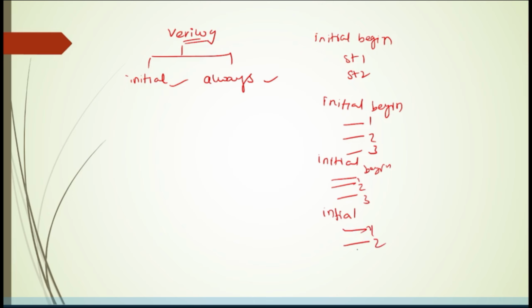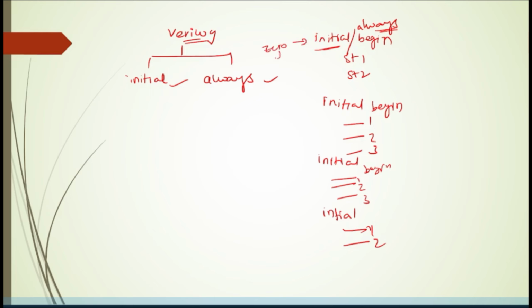Now in this way, if I am writing four initial blocks or always blocks, either initial or always, both of these, basically initial is non-synthesizable, so it can be used in test benches, and always is synthesizable, so it can be used in RTLs. Either initial or always block, both will be running at zero time.